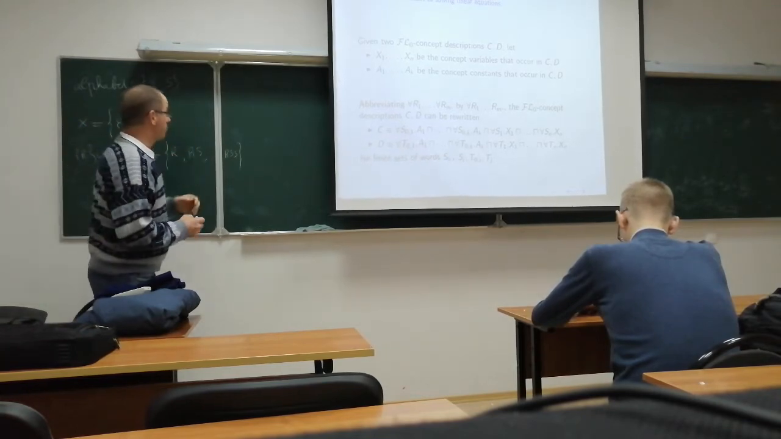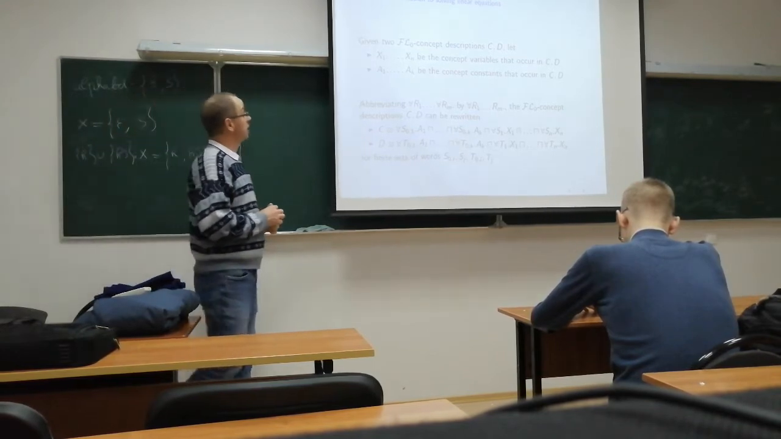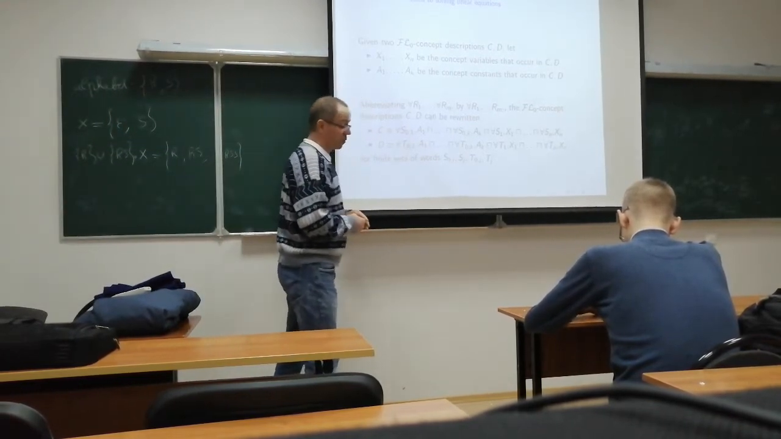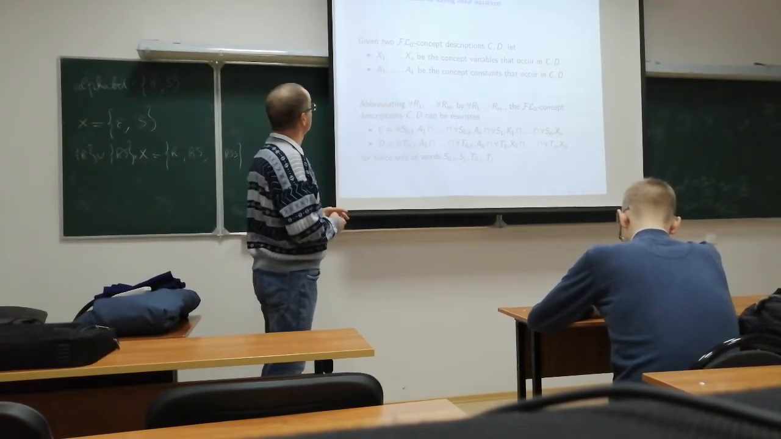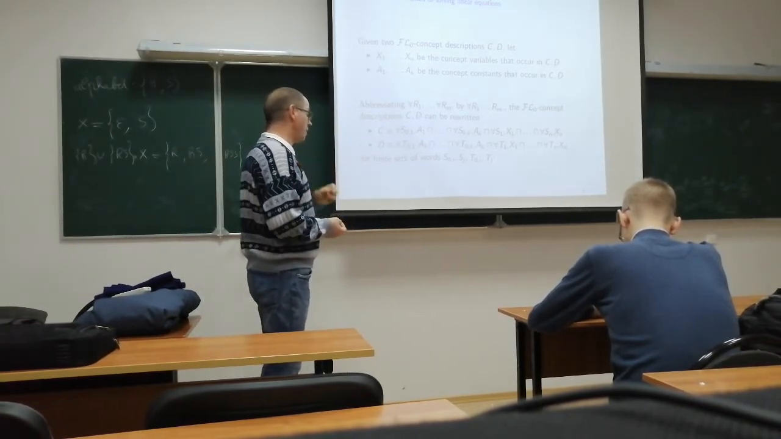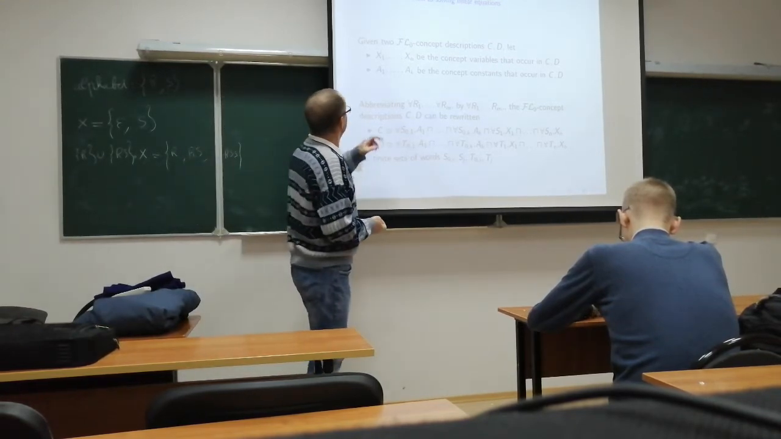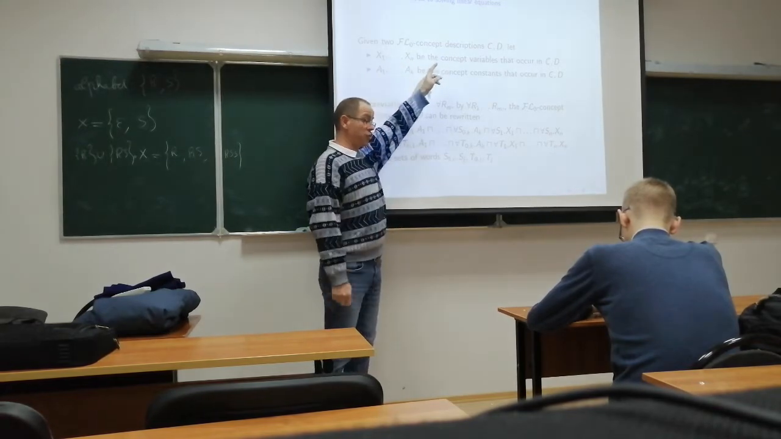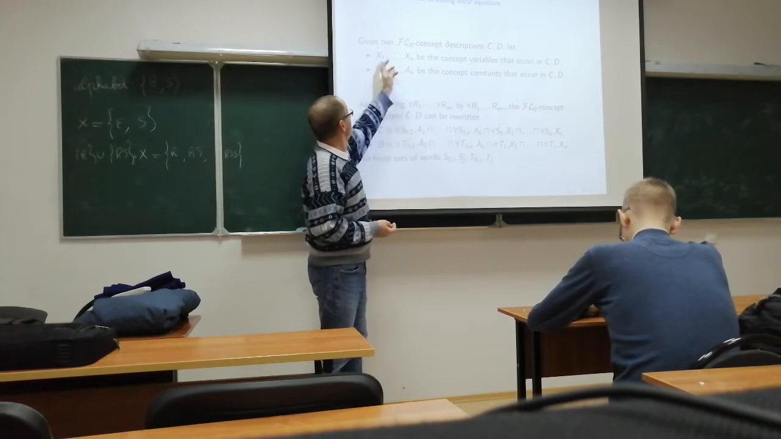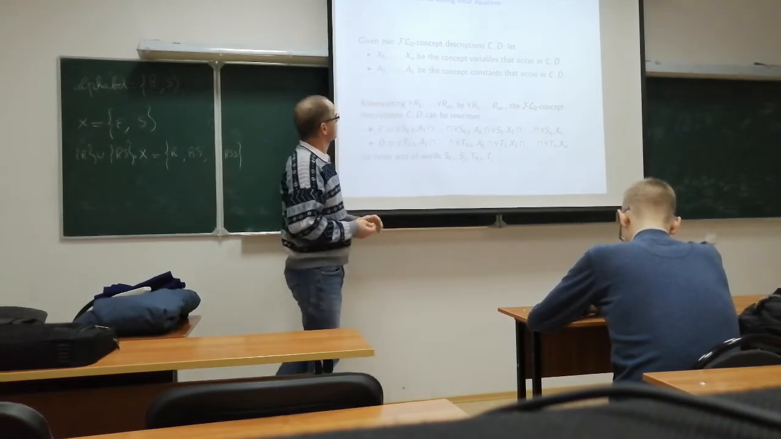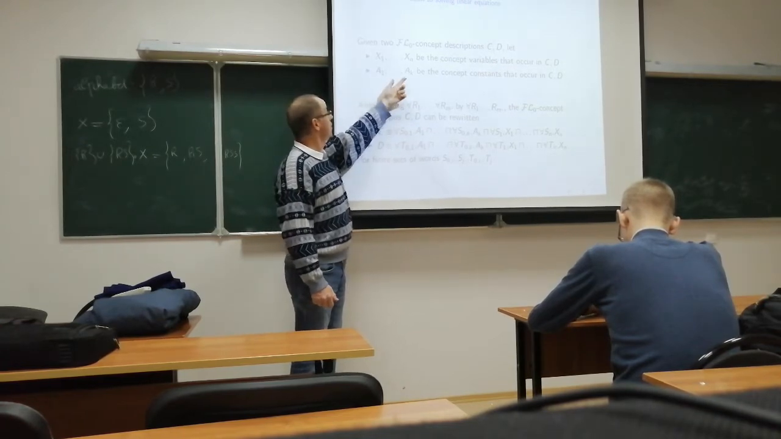Now, why am I talking about equality to solve equations between expressions like this? Because it is possible to reduce the unification problem between two concepts to the problem of solving such equations. So, suppose that we have two concepts C and D, and they contain some variables x1 to xn. And suppose they also contain some parameters, constants, a1 to ak.